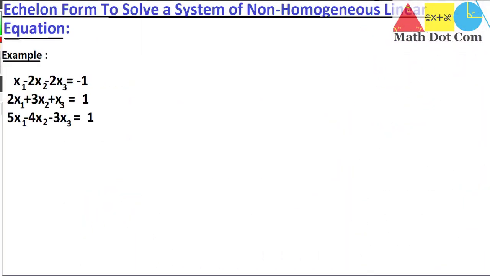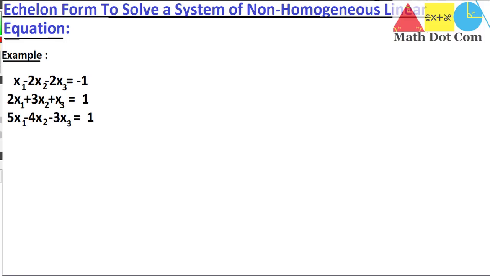Hello everyone. Today we are going to learn another method of solving a system of non-homogeneous linear equations. As we have seen in our previous lecture, you can solve a system of non-homogeneous linear equations by using Cramer's rule. You can also use a matrix inverse method, or you can also use a reduced echelon form, that we will use in the next few lectures to solve a system of non-homogeneous linear equations.